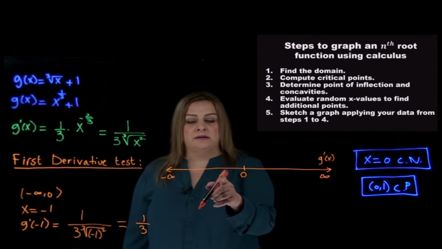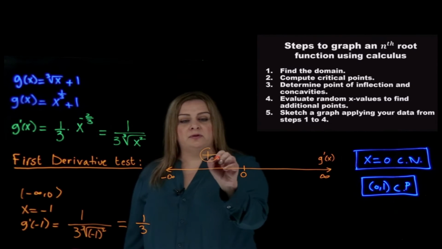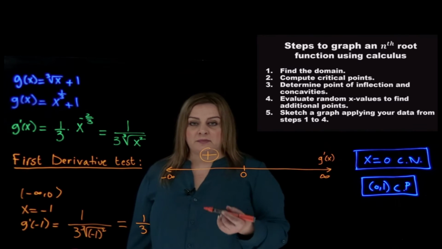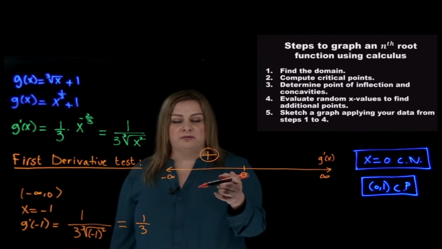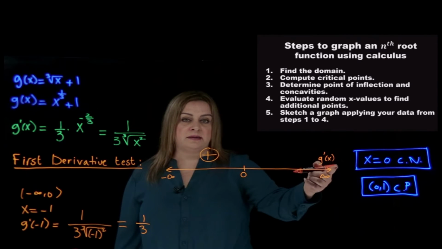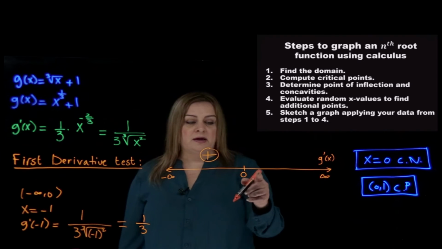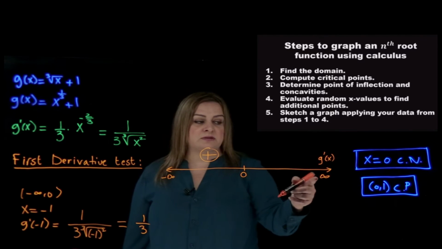I will mark my interval with a positive sign, telling myself that any value I pick from this interval, negative infinity to 0, evaluate that in g prime of x, I will always have a positive slope. I will now consider the interval 0 to infinity.